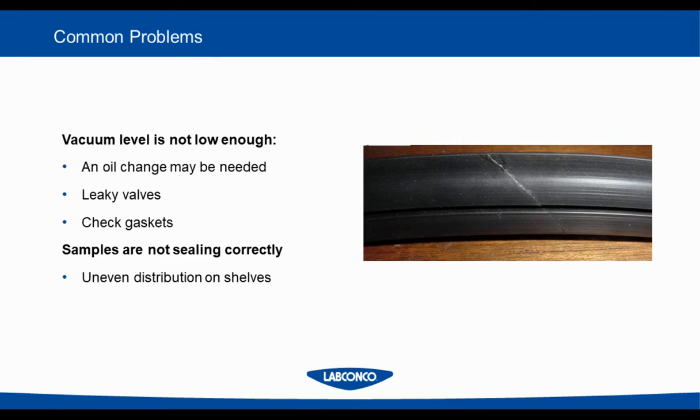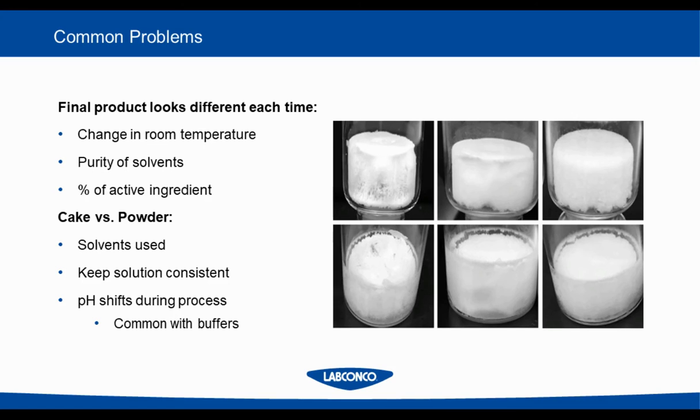Poor vacuum can sometimes be fixed with an oil change if one has not been done for a while. Check your oil after each run to make sure it's not too cloudy or dirty. You can also check the valves and gaskets for cracks or tears that might cause a leak. If samples are not sealing correctly, make sure they are evenly spaced over the shelf prior to stoppering those samples.